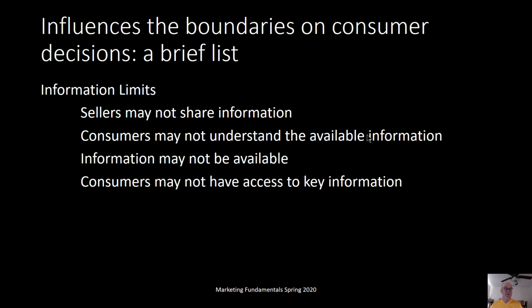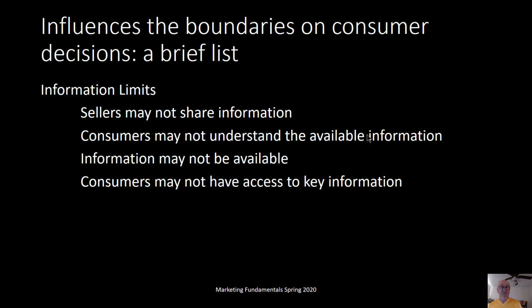Another information limit, of course, is they may not understand the available information. If a doctor spoke to you in highly technical language about a surgical procedure or the chemical effects of a drug, you might not understand it. That is, there's definitely an information imbalance in a lot of markets. The information that you need for the decision you want to make may not be available.